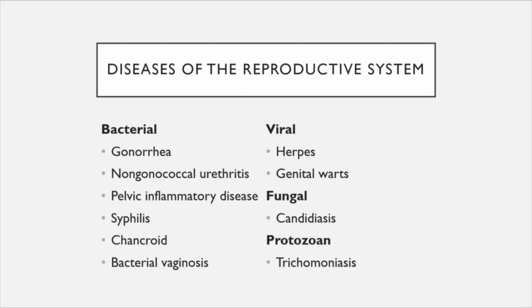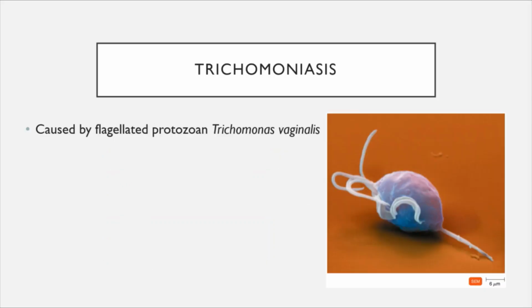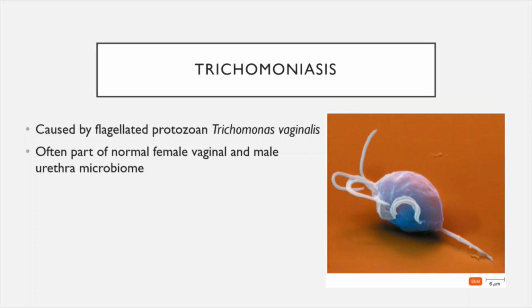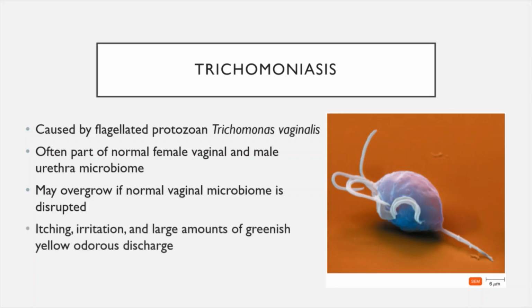Lastly, we have the protozoan infection, Trichomoniasis. This is caused by a flagellated protozoan called Trichomonas vaginalis, which you can see in this microscopy image right here. It too is often part of the normal female vaginal microbiome as well as the male urethral microbiome. But like candidiasis, it can overgrow if the normal vaginal microbiome is disrupted. Signs and symptoms include itching, irritation, and large amounts of greenish-yellow odorous discharge.